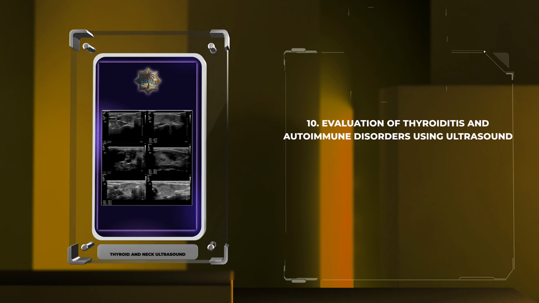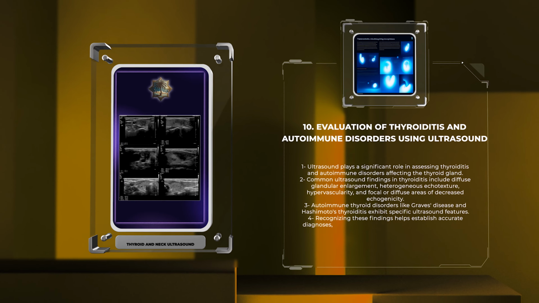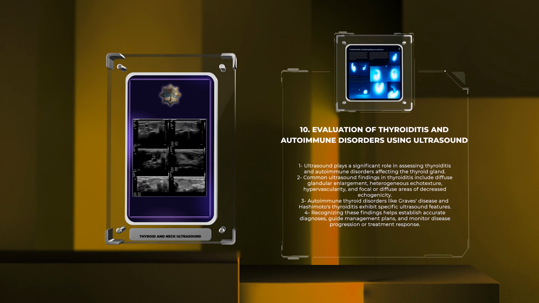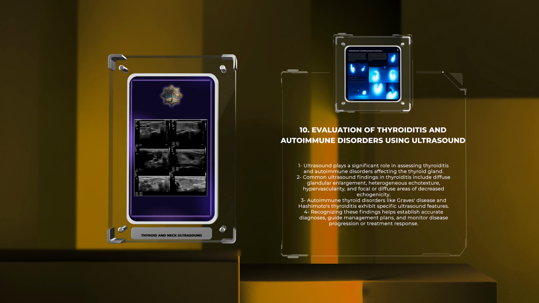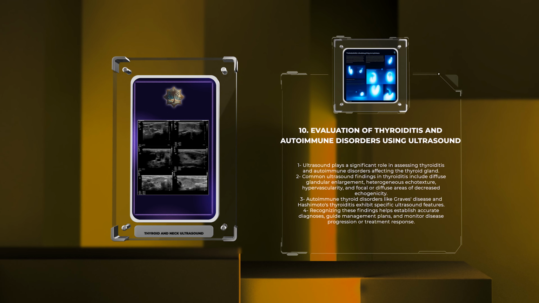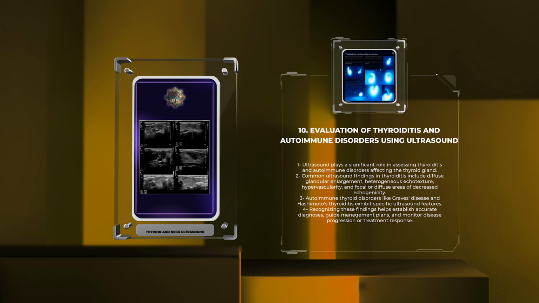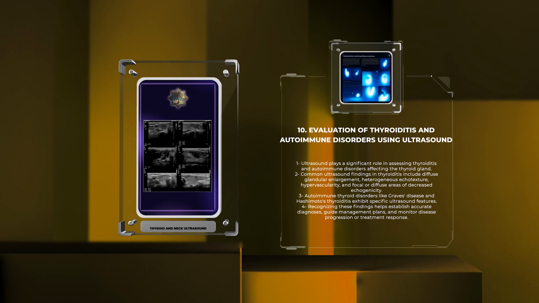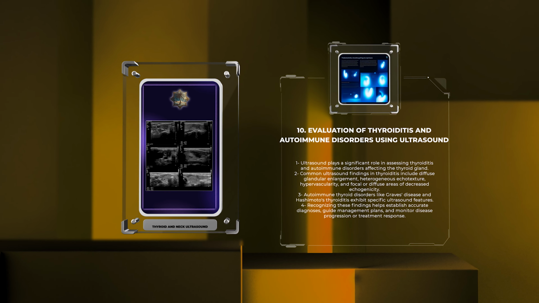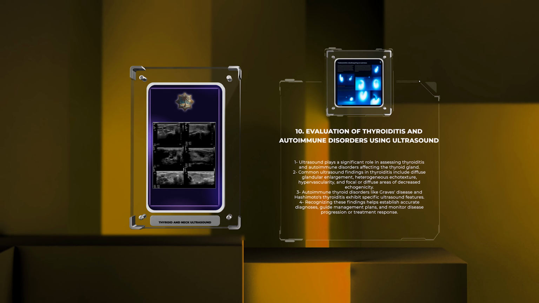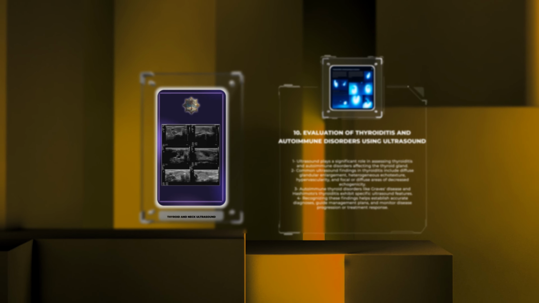Ultrasound plays a significant role in assessing thyroiditis and autoimmune disorders affecting the thyroid gland. Common ultrasound findings in thyroiditis include diffuse glandular enlargement, heterogeneous echotexture, hypervascularity, and the presence of focal or diffuse areas of decreased echogenicity. Autoimmune thyroid disorders, such as Graves' disease and Hashimoto's thyroiditis, exhibit specific ultrasound features. Recognition of these findings aids in establishing accurate diagnoses, guiding appropriate management plans, and monitoring disease progression or treatment response.